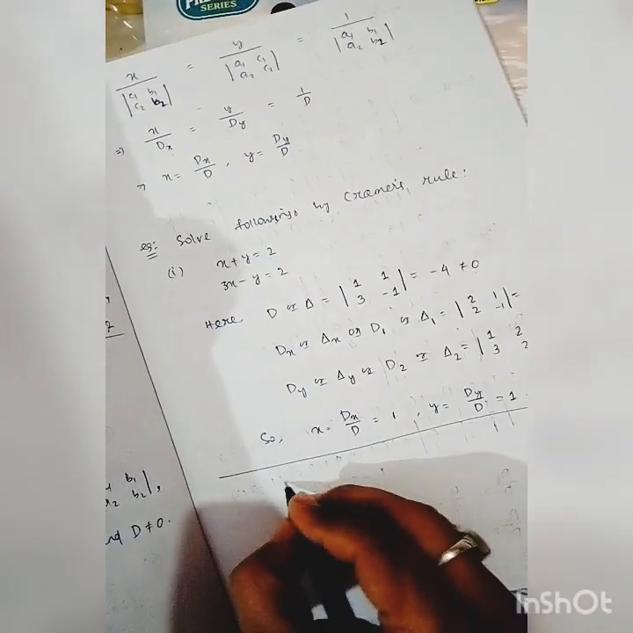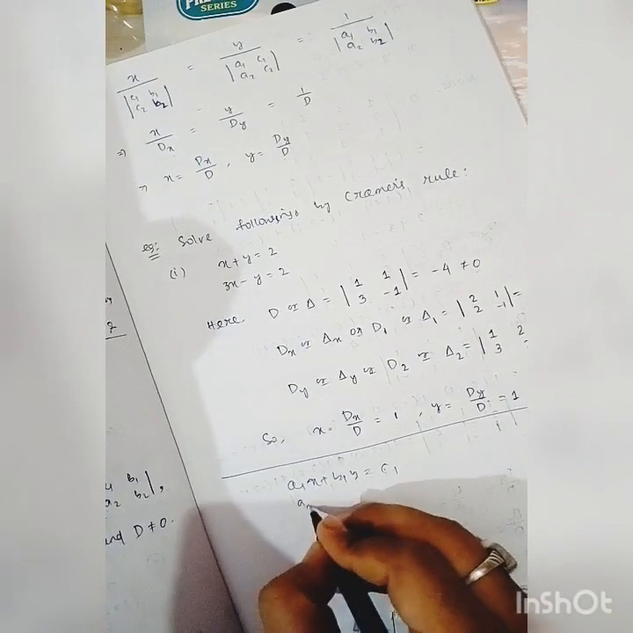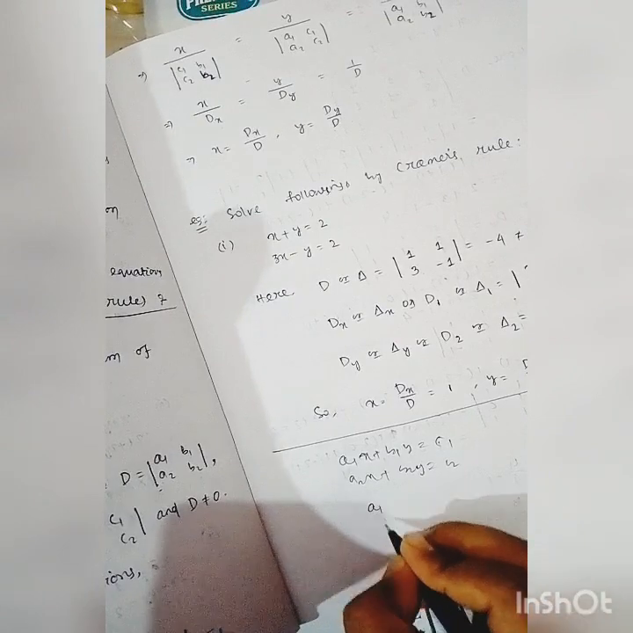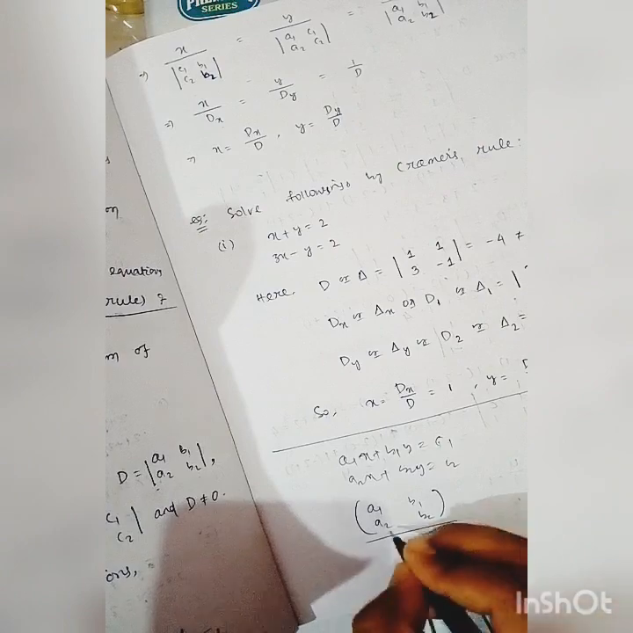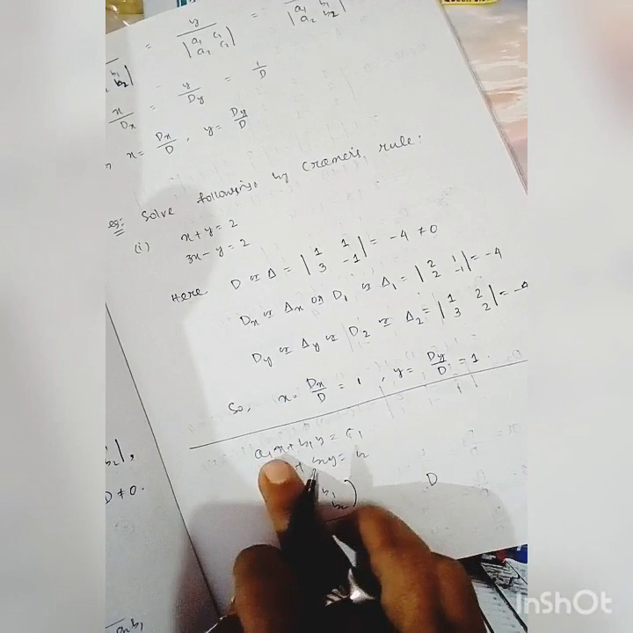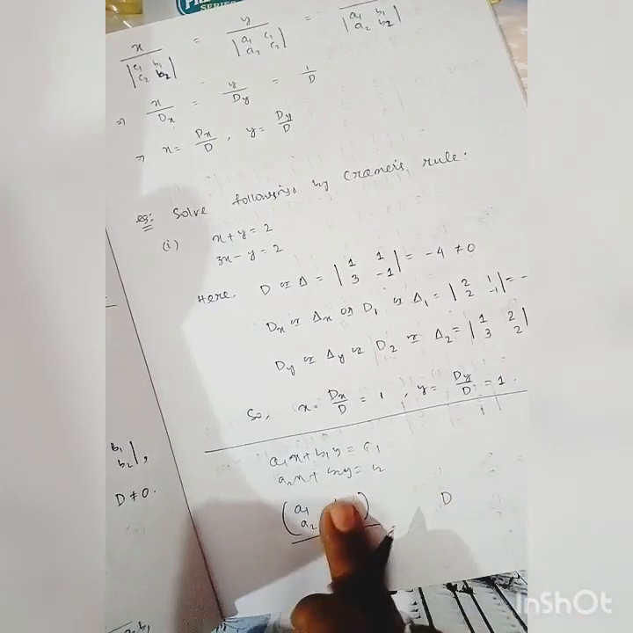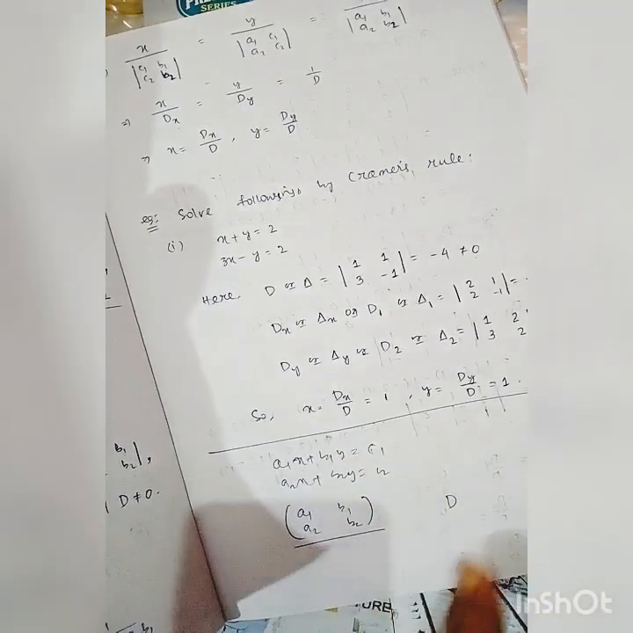Here, if a1x plus b1y equals c1, and a2x plus b2y equals c2, the coefficient matrix is a1 b1, a2 b2, and its determinant is D. Dx or D1 is formed by replacing the first column of D with the constants c1, c2. Similarly, Dy is formed by replacing column 2 with the constants c1, c2 in D.